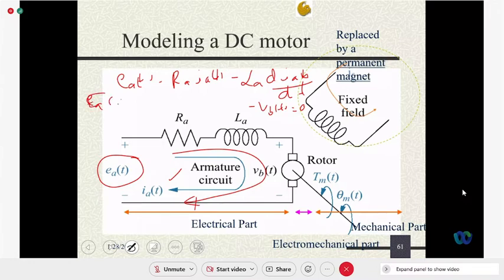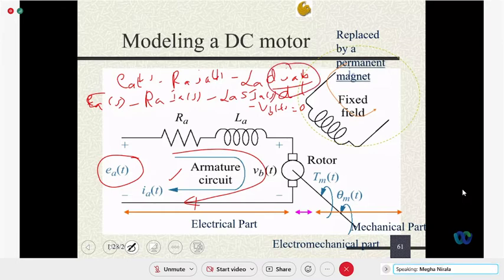EA(s) minus RA IA(s) minus LA s IA(s), yes, the derivative becomes s, minus VB(s) is equal to 0.